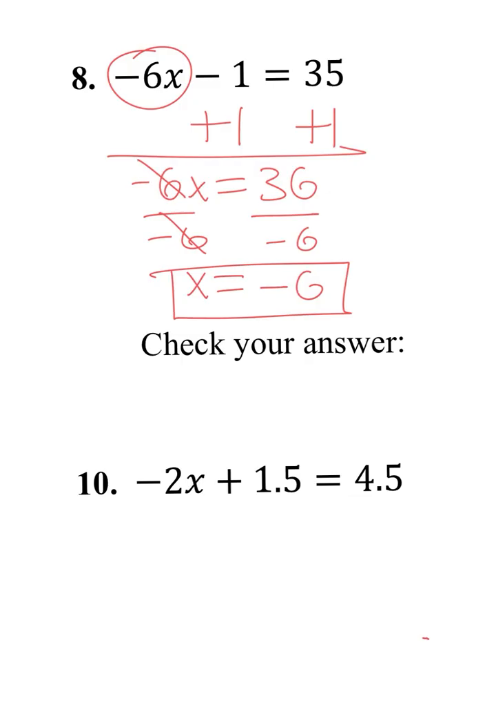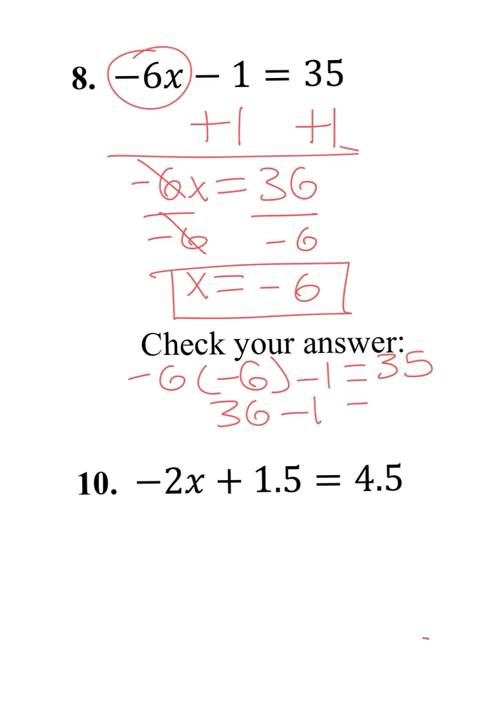And then it says, go ahead and check your solution. So let's go ahead and do that. So I've got negative 6 times negative 6 minus 1 equals 35. Negative 6 times negative 6 is positive 36. Minus 1 equals 35. 36 minus 1 is 35. Does 35 equal 35? Yes, it does. So that solution checks. All right, number 9.